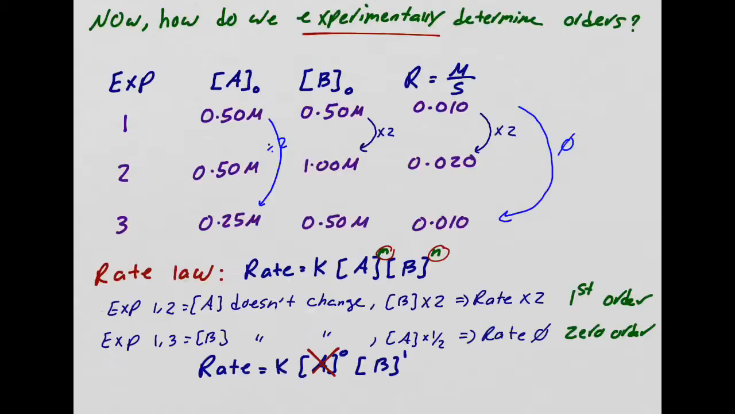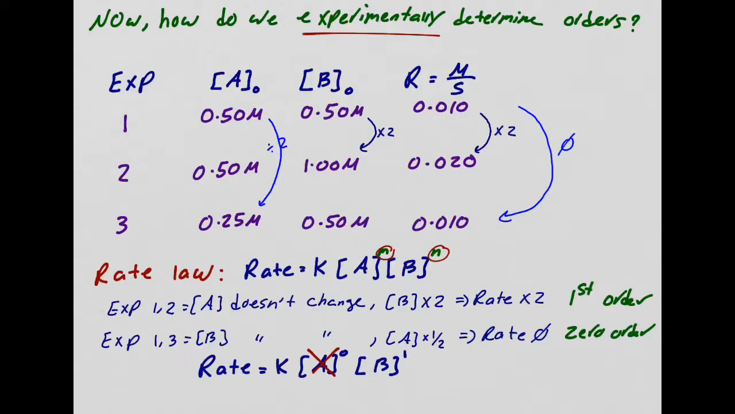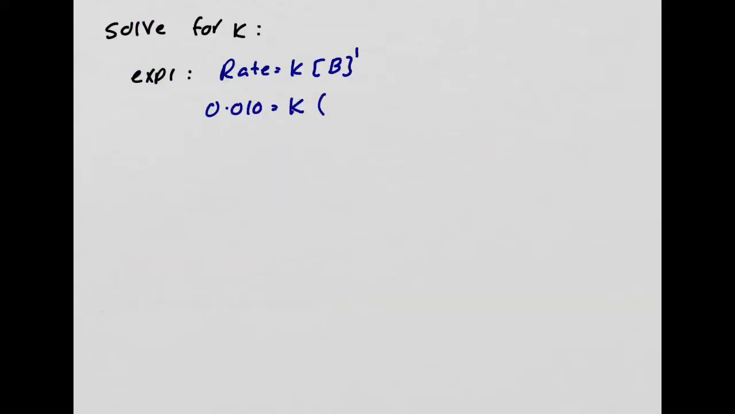Now, for experiment 1, what is my rate? The rate is 0.010. I don't know what K is. I'm going to go back here. What is my concentration of B for experiment 1? It is 0.5. So it is 0.5 to the power of 1. Okay, now what I'm going to do for K, I get 0.02.